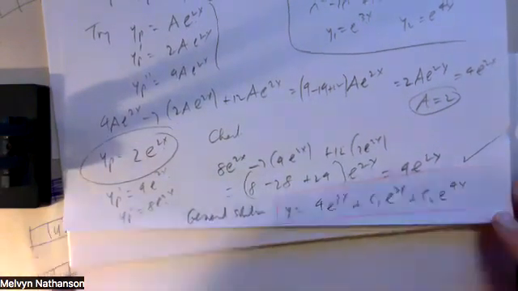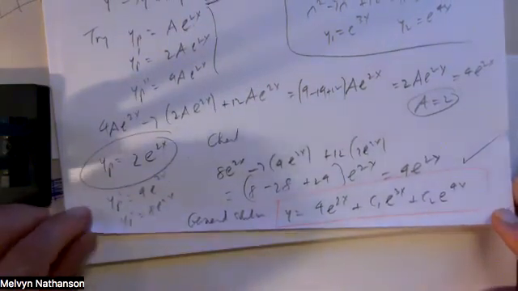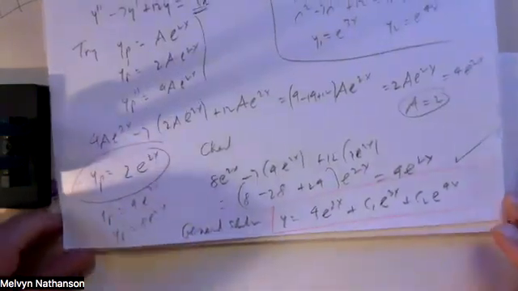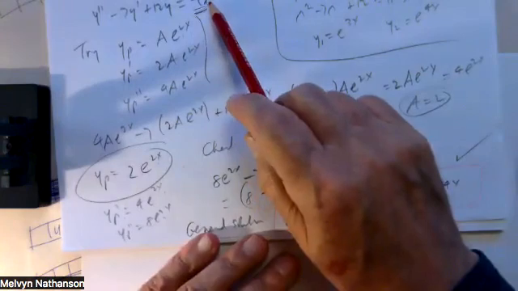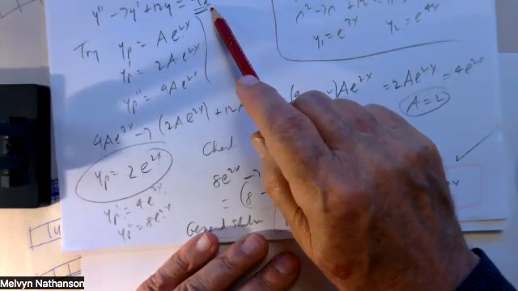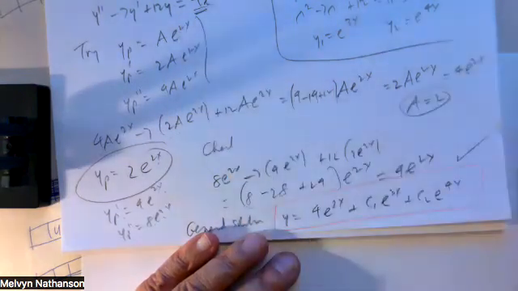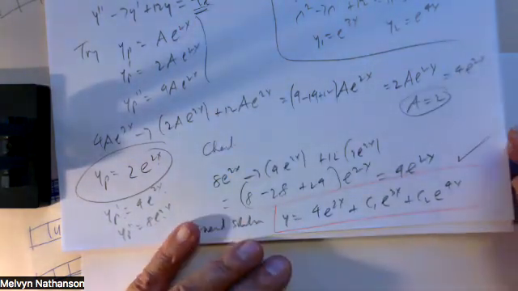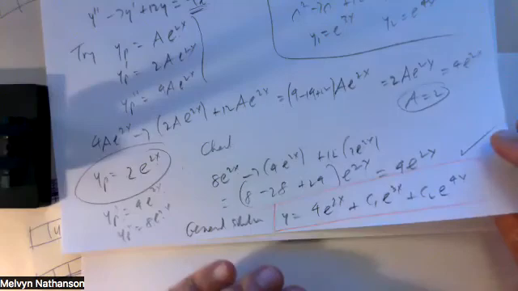Now, this method works always, so long as the forcing function on the right-hand side is not a solution of the homogeneous equation. If it is, then we use the method of undetermined coefficients. Let's look at an example of that.